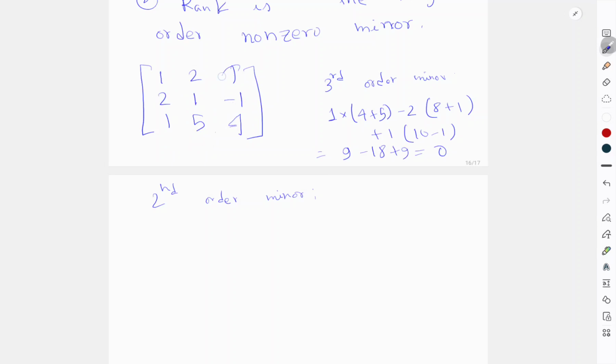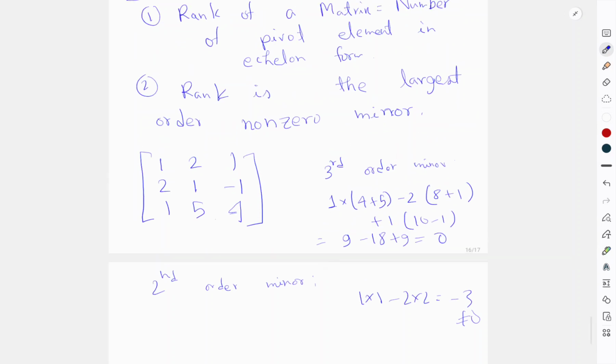For this one, you will find at least one second order minor whose determinant is non-zero. If you consider this element 4, what is the determinant? 1 into 1 minus 2 into 2, so this is minus 3, a non-zero element. So you are getting a second order minor whose determinant is non-zero. What is the highest order? Obviously 2, so from there you can say its rank is 2.